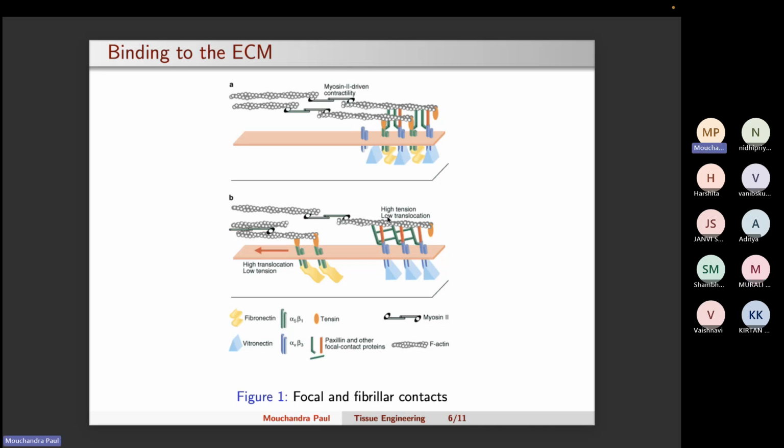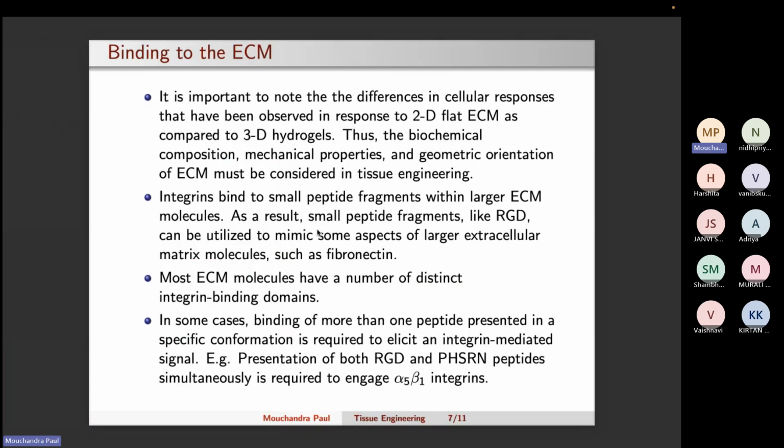Okay. So we have now already seen three types of integrin based cell junctions, cell ECM junctions. Now it is important to note for us that cellular responses are different when you are observing the cell response on a flat surface, a 2D planar surface, in comparison to 3D hydrogels. So when cells are seeded on a flat surface, the response will be different, and when the cells are encapsulated inside 3D hydrogels, then the response will be different.